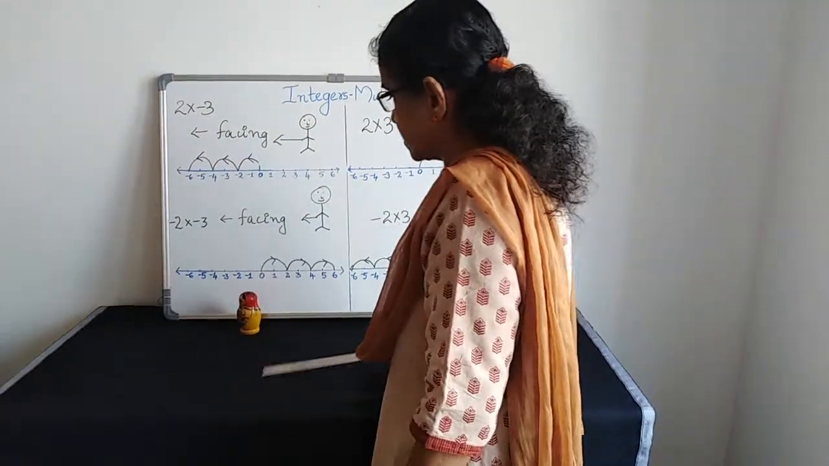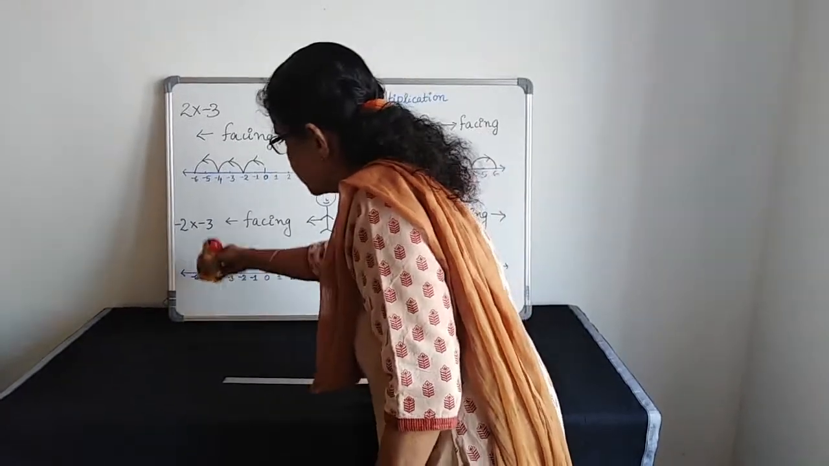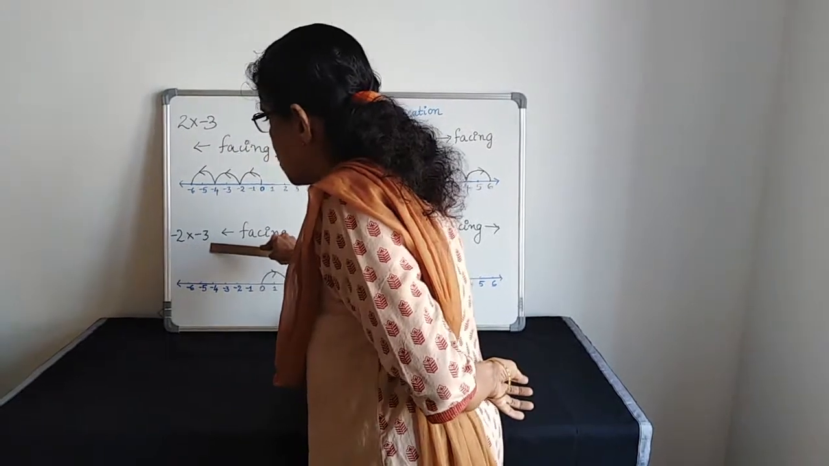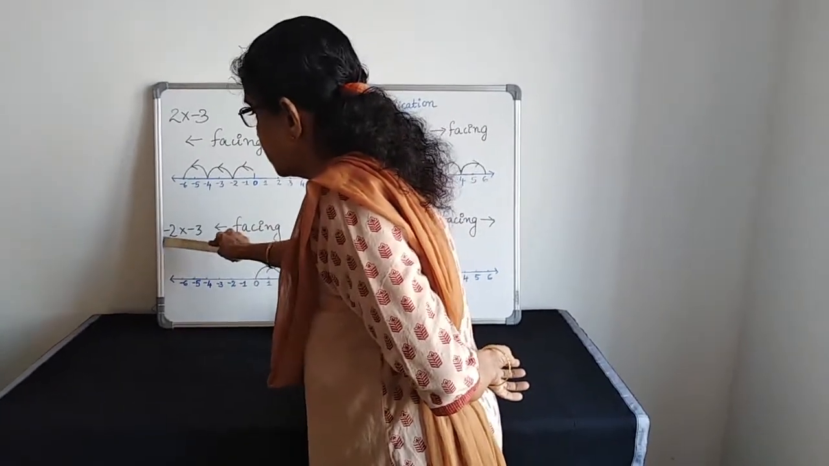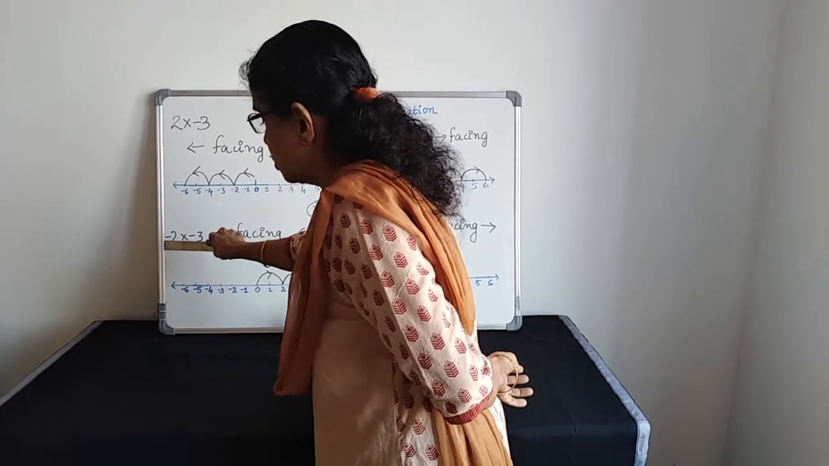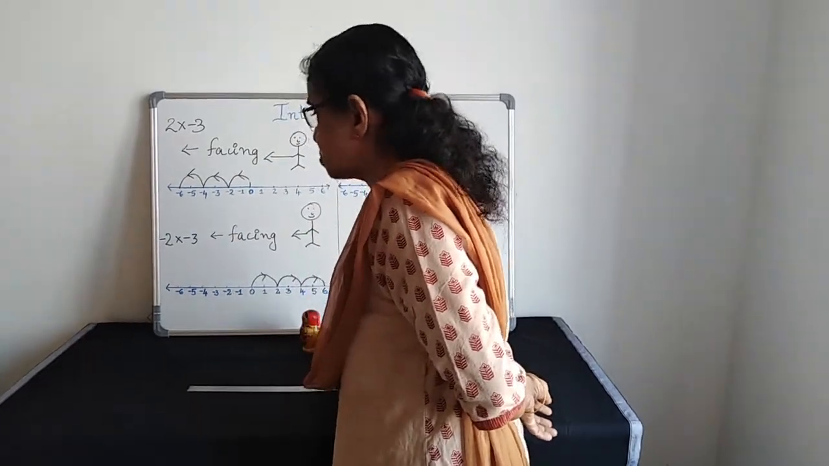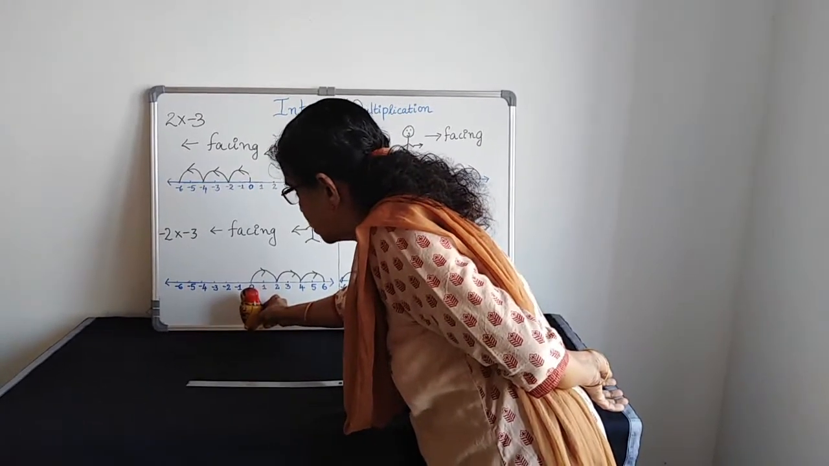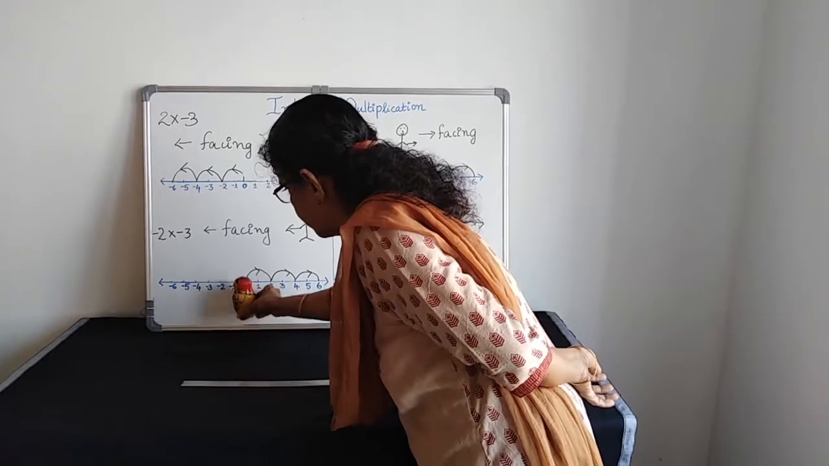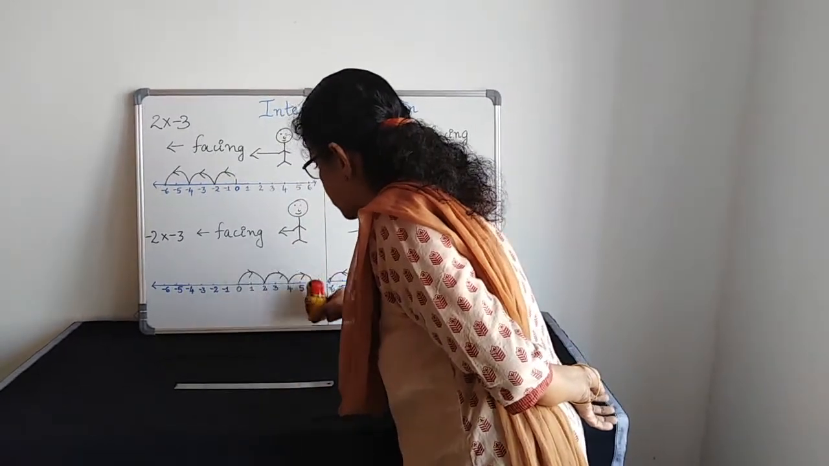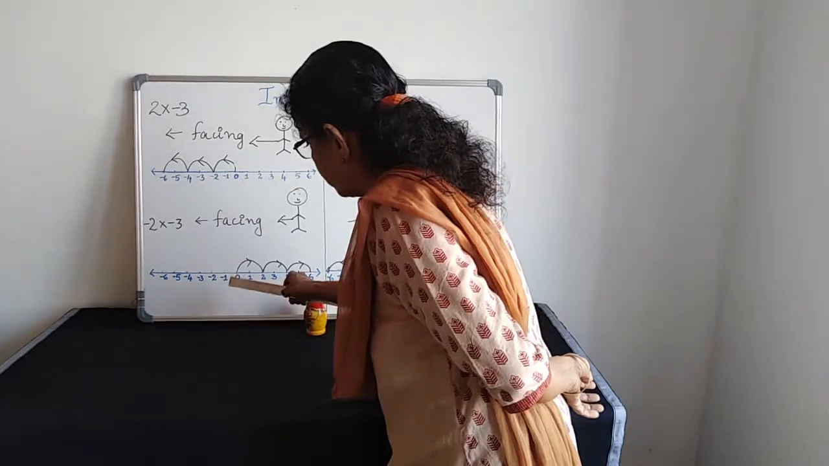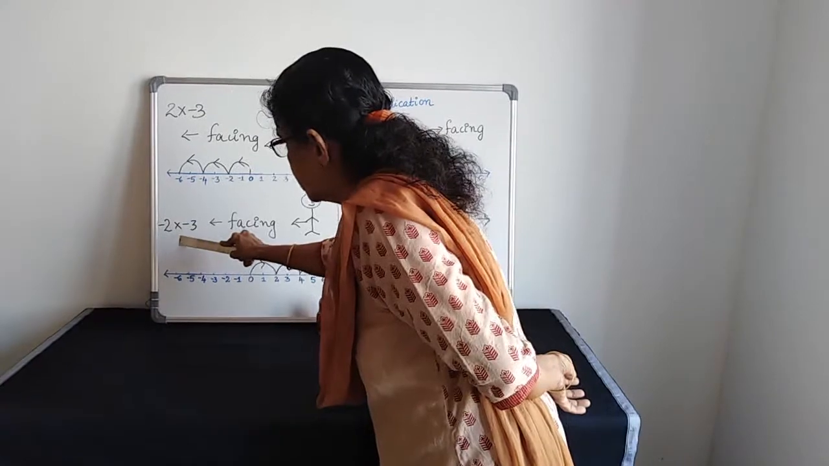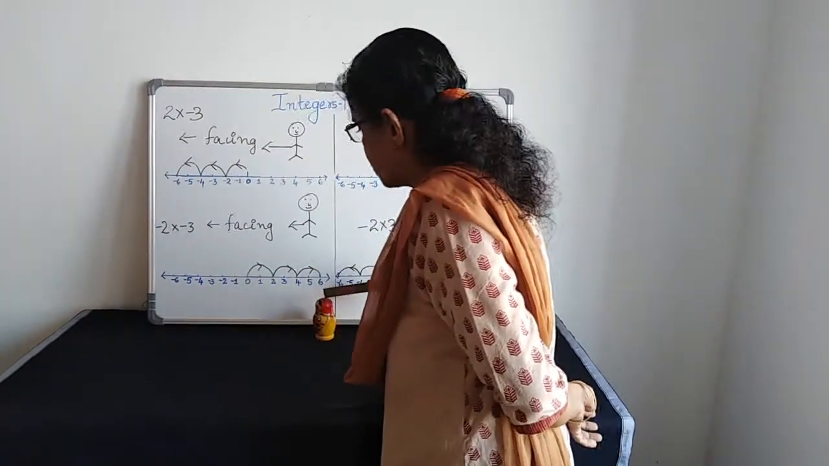Here the possibility is facing the negative direction, and the question is minus 2 into minus 3. That means you have to move in the opposite direction. Opposite direction means the only possibility is a backward jump. The doll is at 0. Now 2 units backward 3 times: 2, 4, 6. Negative into negative, the result is positive.